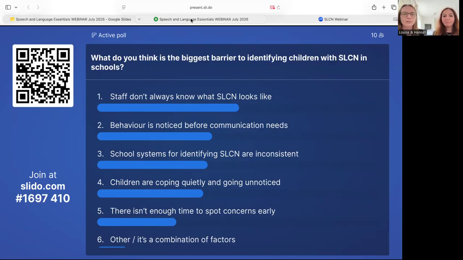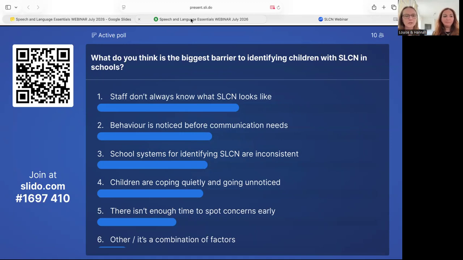Yes, but behaviour is noticed before communication needs. So when we're dealing with different behaviours in class, these become our primary focus, sometimes before we even start asking why. There isn't enough time to spot concerns early. Yeah, absolutely. We know that identifying concerns can be time consuming. For example, early screening tools, we're going to be talking a little bit more on this later.